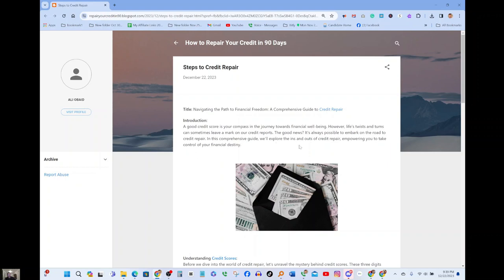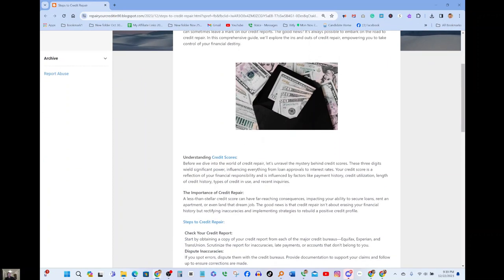In this comprehensive guide, we will explore the ins and outs of credit repair, empowering you to take control of your financial destiny. Understanding credit scores. Before we dive into the world of credit repair, let's unravel the mystery behind credit scores. These three digits wield significant power, influencing everything from loan approvals to interest rates. Your credit score is a reflection of your financial responsibility, and it is influenced by factors like payment history, credit utilization, length of credit history, types of credit in use, and recent inquiries.